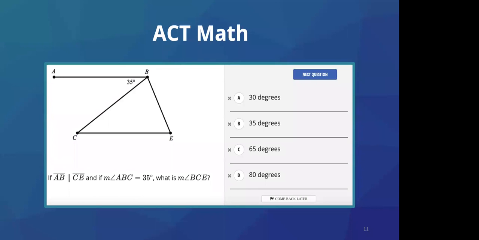Now we'll move on to an overview of the math section. The math section is made up of multiple choice questions. On this section, students choose between five options, 5 answer choices. The questions in the math section are roughly ordered by difficulty. Questions 1 to 20 are easy, questions 21 to 40 are medium, and questions 41 to 60 are considered hard questions.